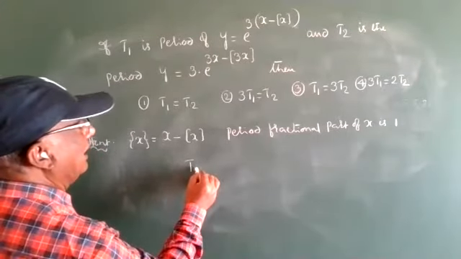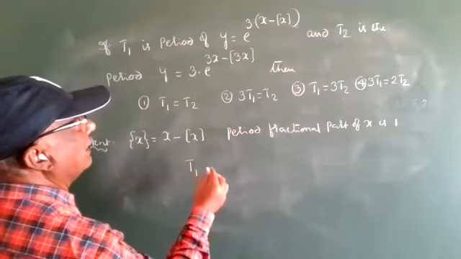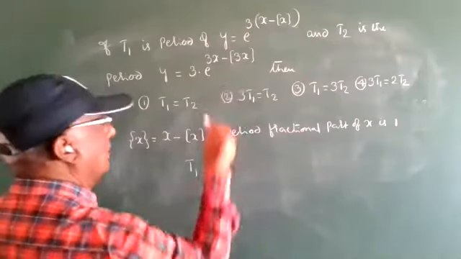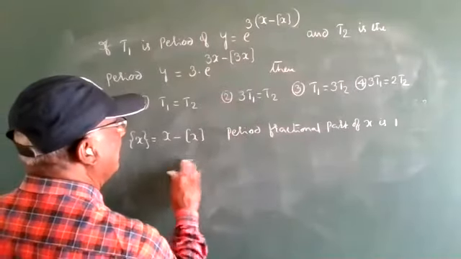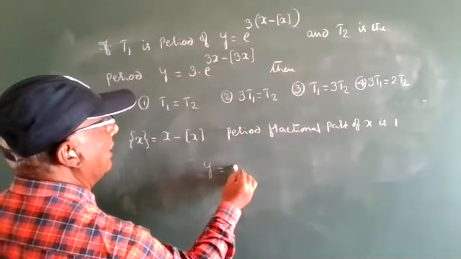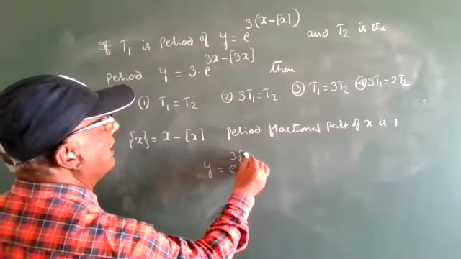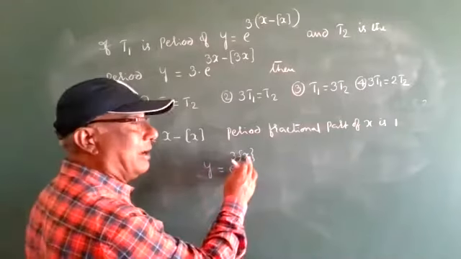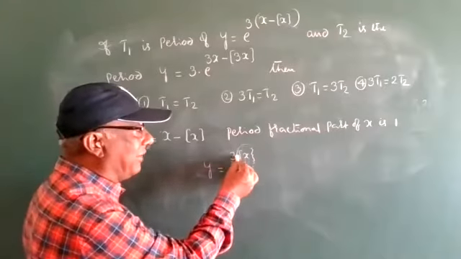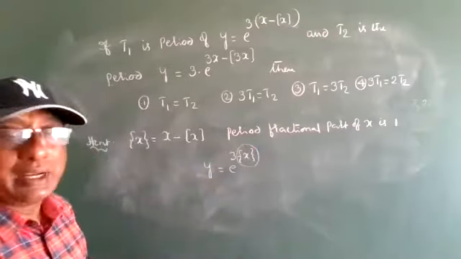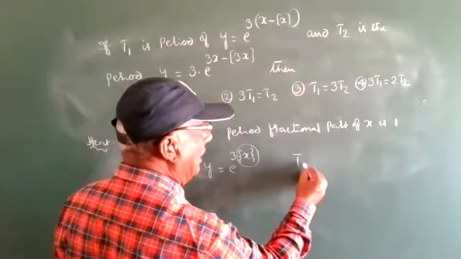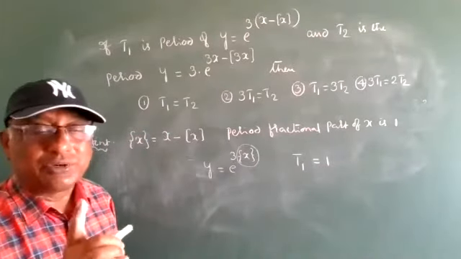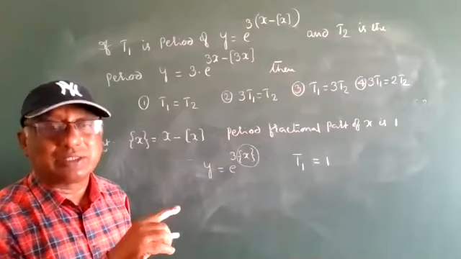T1 is the period of e power of 3x. So y is equal to e power of 3 times the fractional part of x. Here, for e power of any f of x, only the period of f of x matters, so the fractional part's period is the only one. T1 is equal to 1. 3 is not a coefficient; 3 is outside of the fractional part.